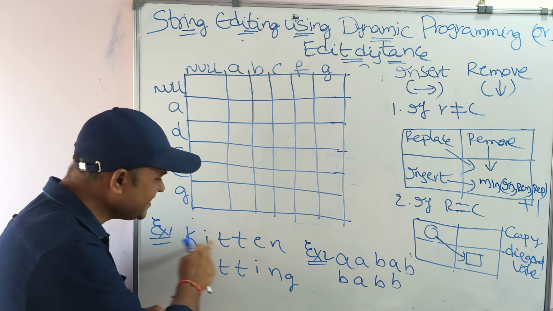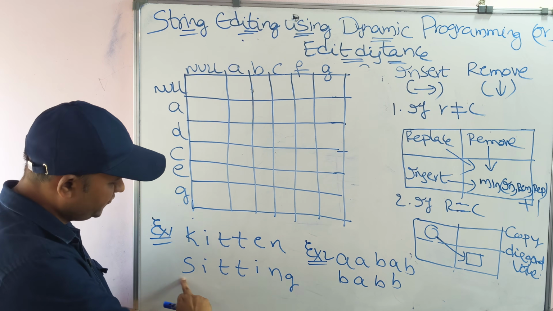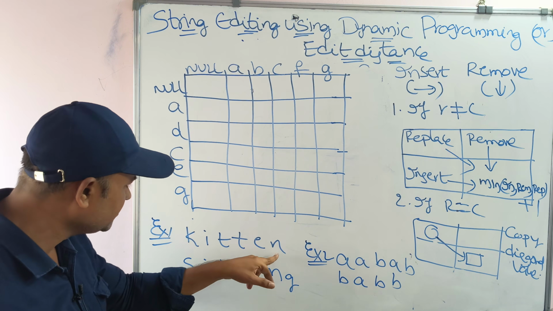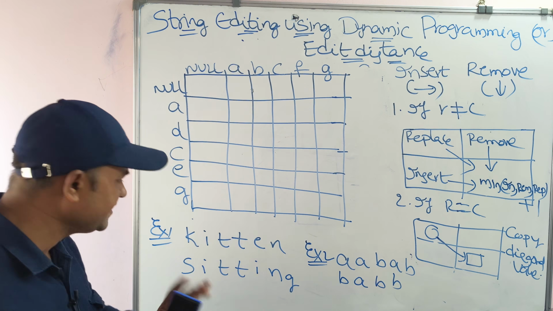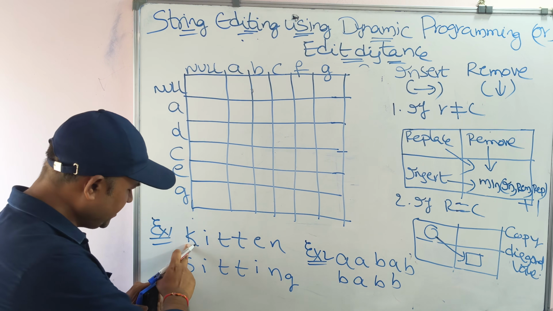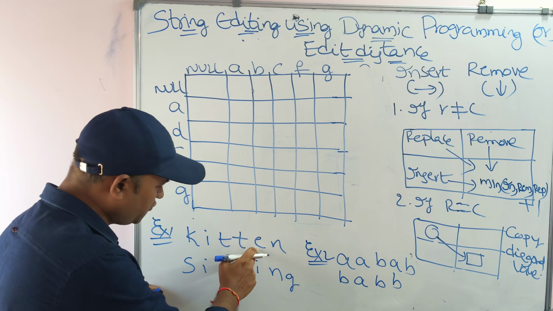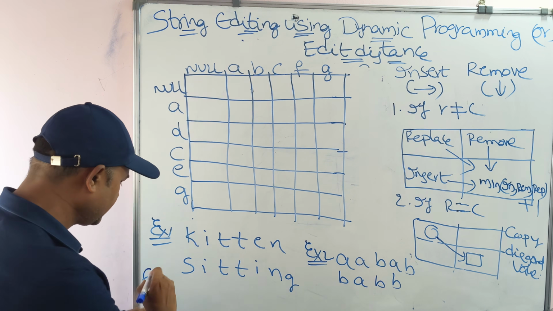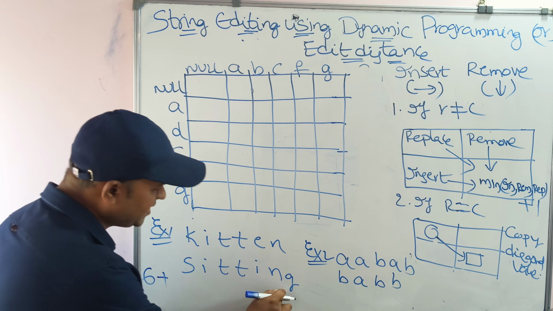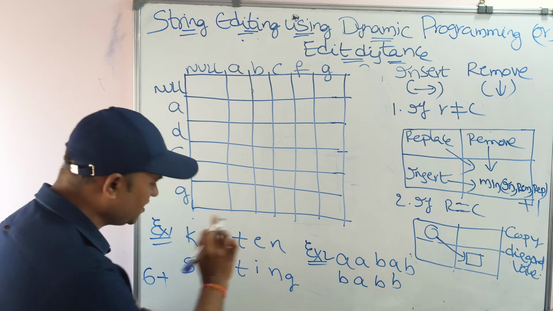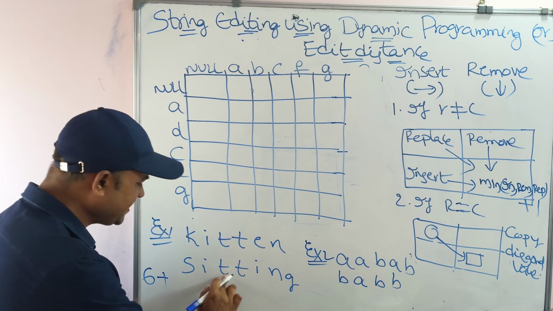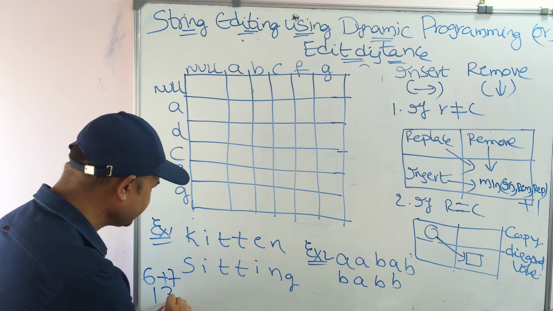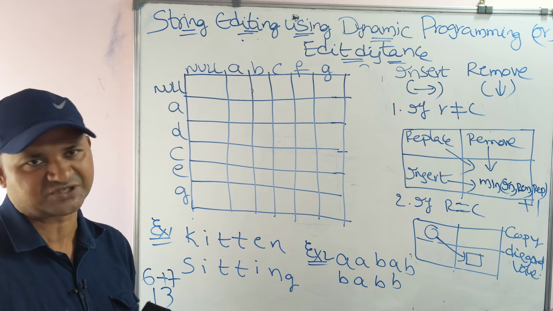Here the first string is kitten, whereas the second string is sitting. So we have to convert this source string into the destination string. Here we can delete 1, 2, 3, 4, 5, 6. We can delete all the characters of the source string. Next we add all the characters of the destination string. Here how many characters are there? 7 characters. So 6 plus 7 means 13. So 13 is the cost.